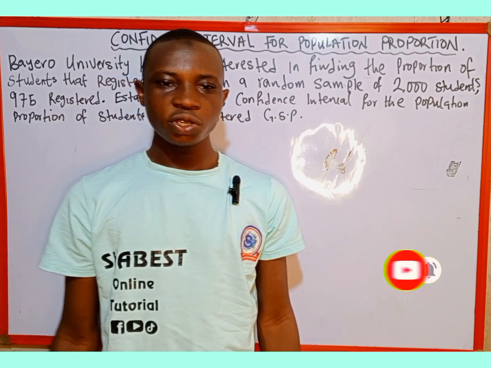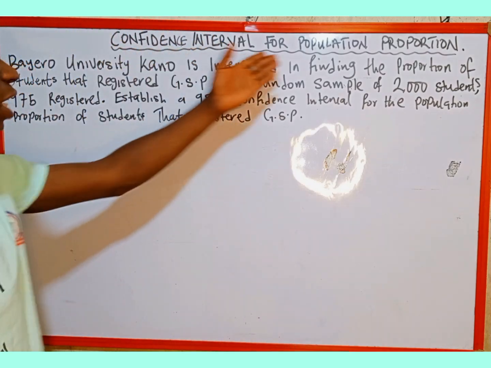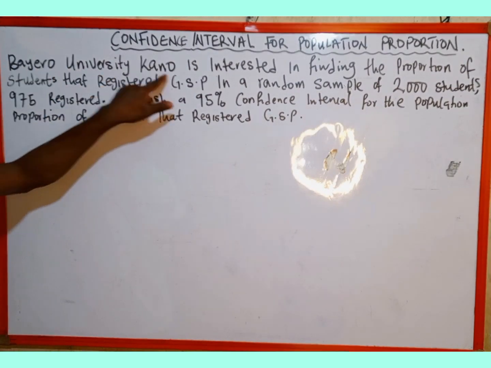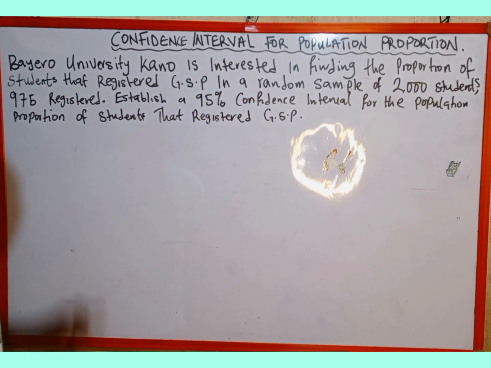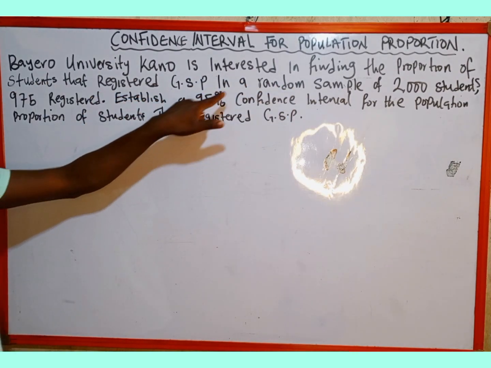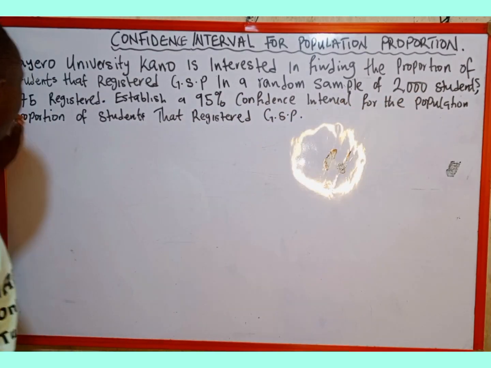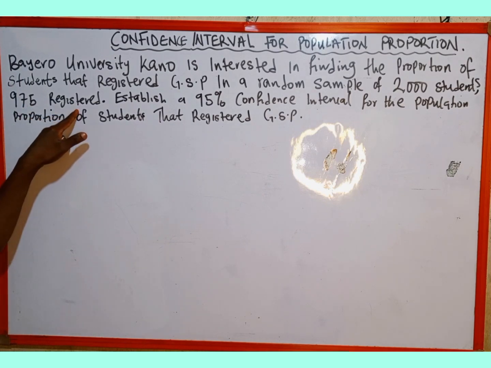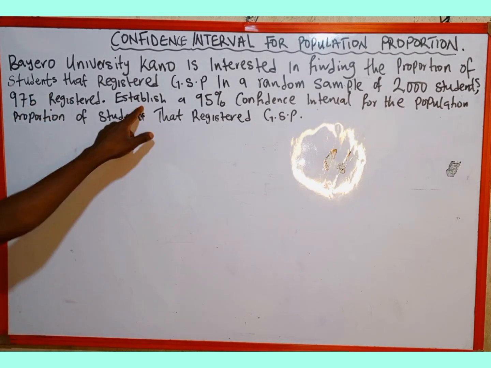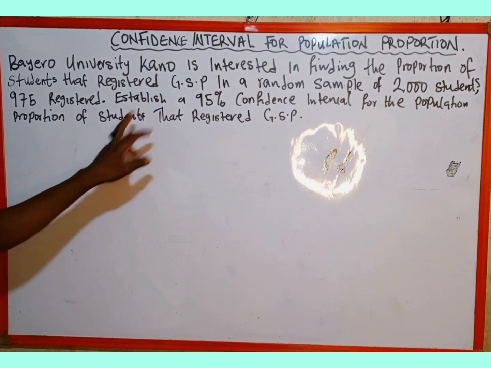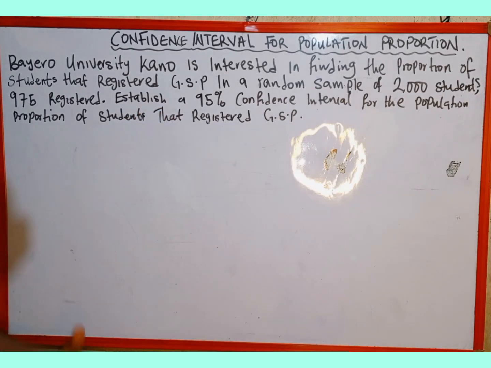So the question on the board is all about the confidence interval for population proportion. The question reads: Bayero University Kano is interested in finding the proportion of students that register GSP in a random sample of 2,000 students. Out of these 2,000 students, 975 registered for the GSP. We are asked to establish a 95% confidence interval for the population proportion of students that register GSP. So this is population proportion. We are asked to establish the 95% confidence interval.